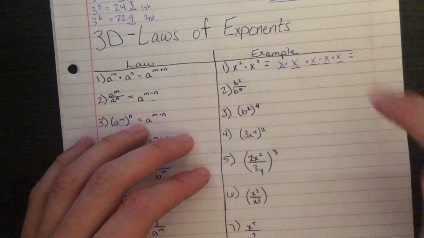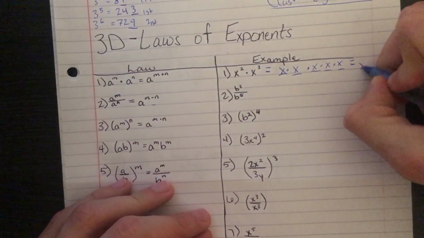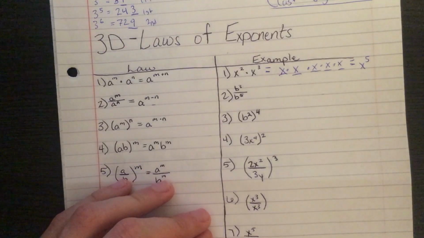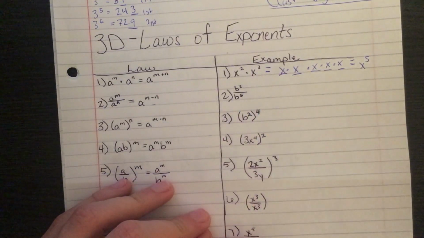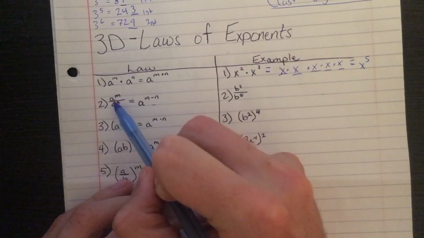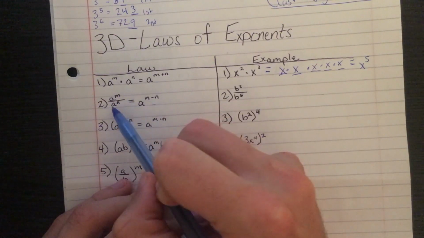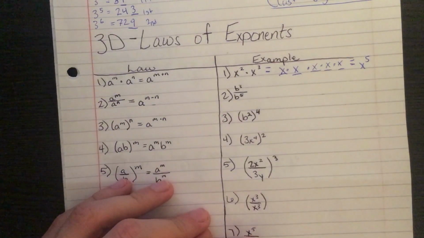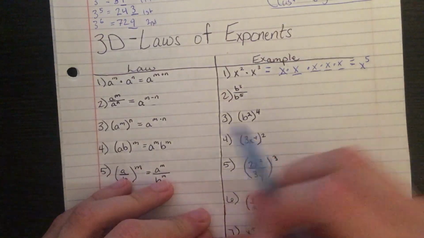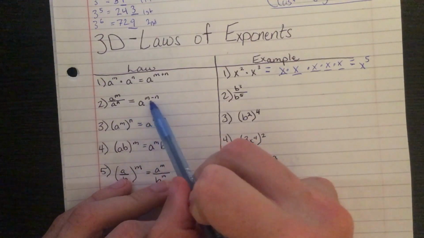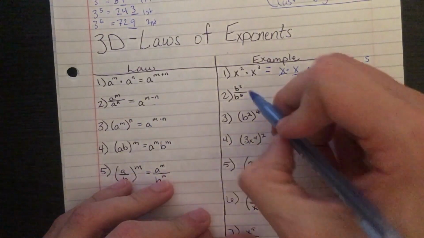So there's 5 x's being multiplied total there, so we would call that x to the 5th power. And that is the reason that property is what it is. So then, if we've got a to the m divided by a to the n, again, these are just some numbers. If they've got the same base, what we can do is subtract those powers.